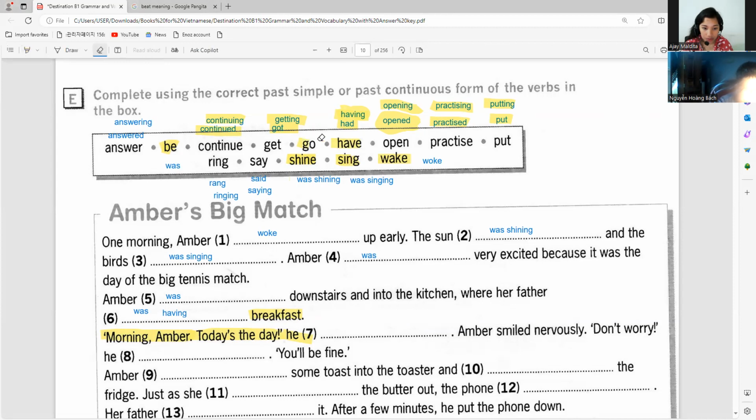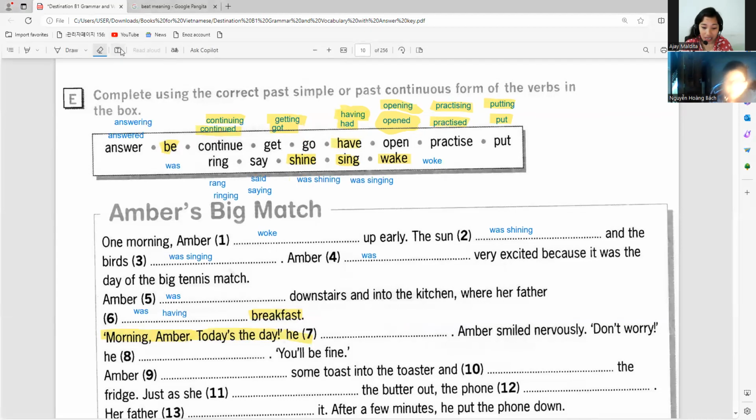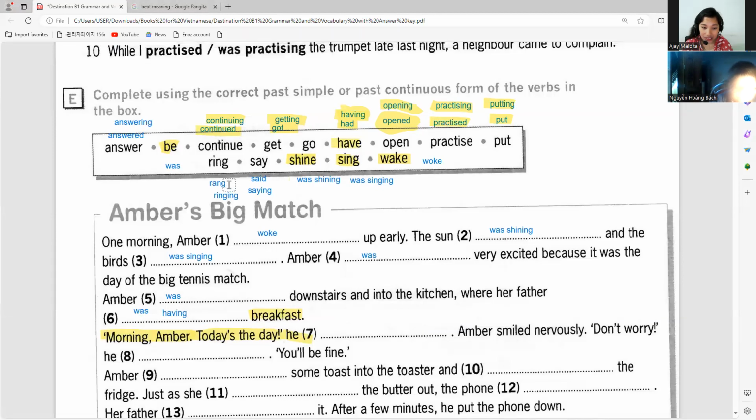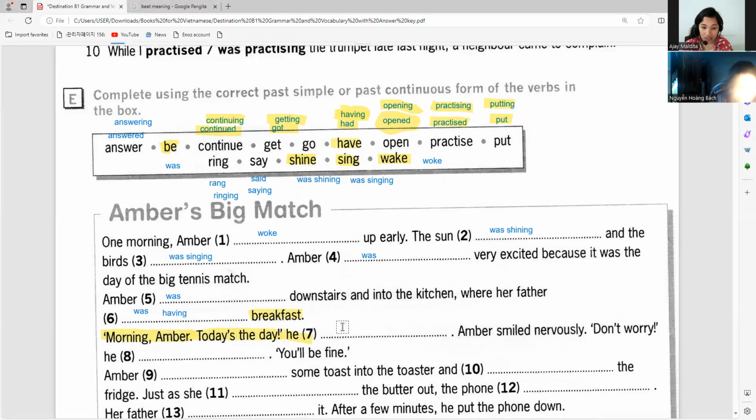What's your answer? Morning, Amber, today's the day, he. Answering. Oh, your answer is answer. And last one, answer. Can you choose another word? Okay, you can. Answering. So Wang back, this one is he said. What did you say? He said. This one is he said. Okay, next.